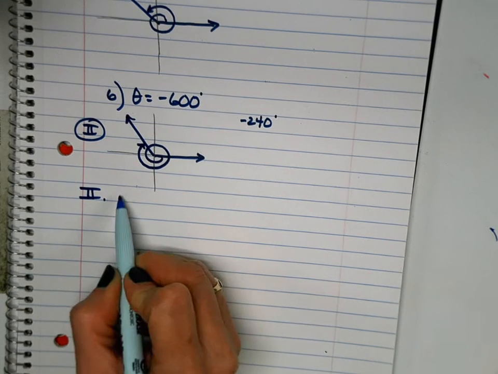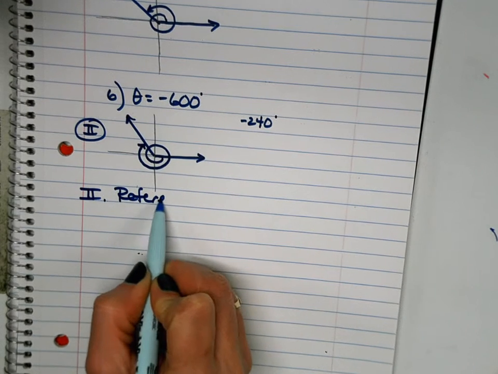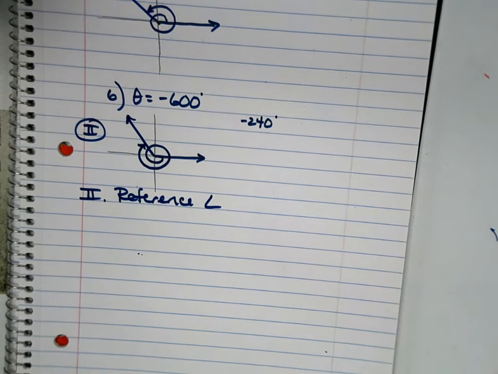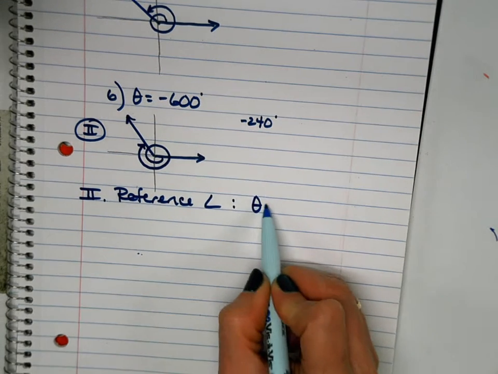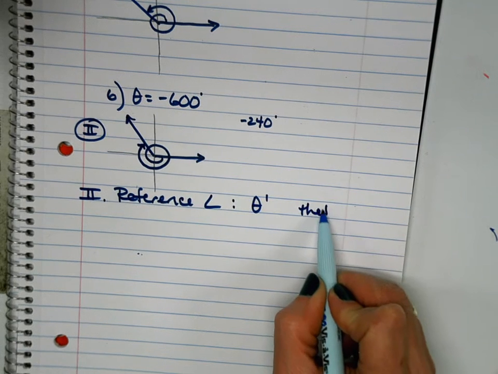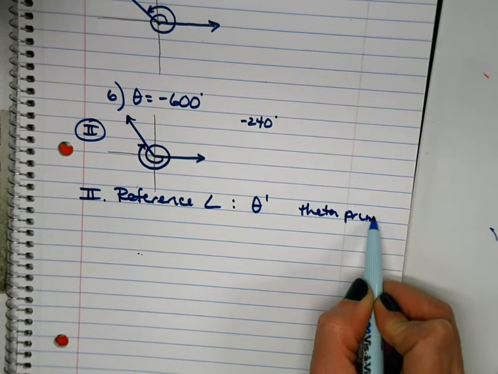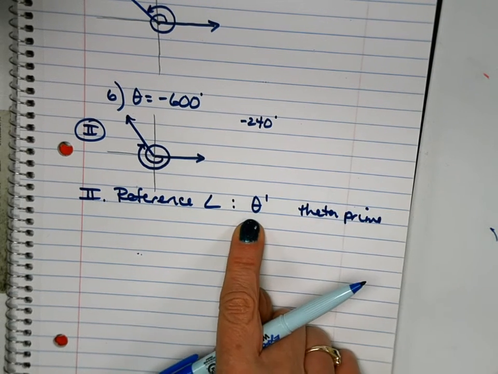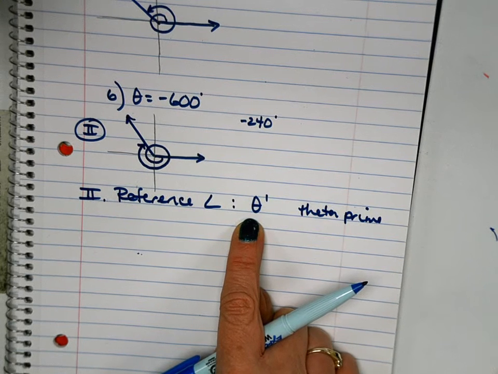Okay, let's go to something called the reference angle. So we're going to be doing some more of this. There's a reference angle, and the name for it is theta prime. Again, I'm saying theta prime. That's how you read that, okay? Theta prime. And it's a reference angle.